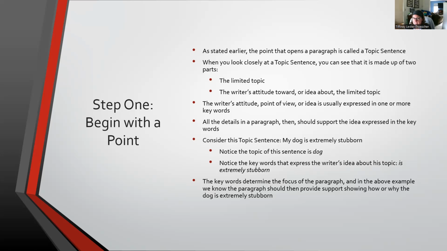What is the idea of the paragraph? Well, it's obviously going to discuss why this dog is so stubborn, probably giving examples of how the dog is stubborn. It's not a great, super solid topic sentence: "My dog is extremely stubborn." I would still work on that to get it even more focused. But it at least tells me the focused topic and why we're talking about that topic.